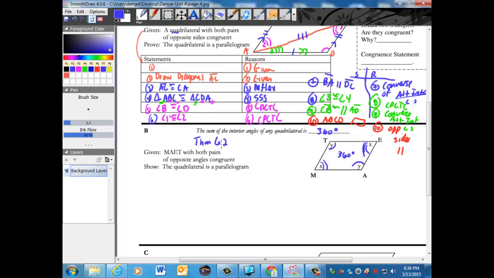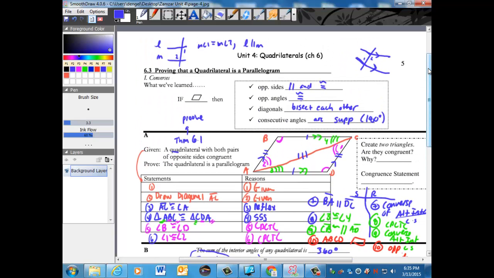And theorem 6.2 says a figure is a parallelogram if opposite angles are congruent. So we already know that this shape is in fact a parallelogram, but we have to prove it. Remember, theorems have to be proved. So just like last theorem, we're going to prove this theorem. We can't use opposite angles are each congruent. We can't use that.